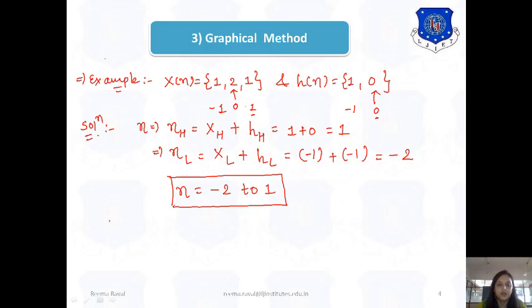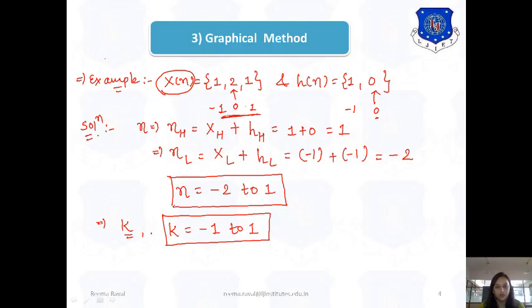That is 4 instances. Now we have to define the range of k, and the range of k always depends on the range of x of n. So it will be minus 1 to 1, because over here the range of x of n is minus 1 to 1. So the range of k equals minus 1 to 1. As this is the graphical method, we have to plot the graphs at each and every instant, and we need to find the values for every instant. Okay. So first of all, we will take n equals minus 2.